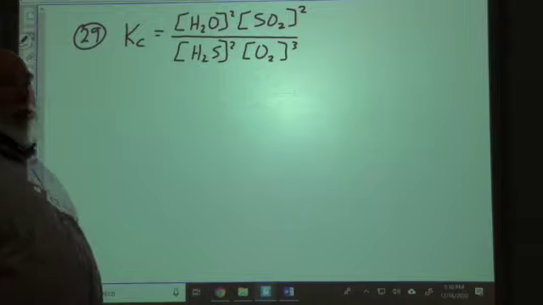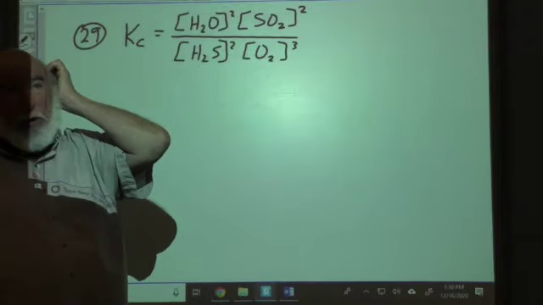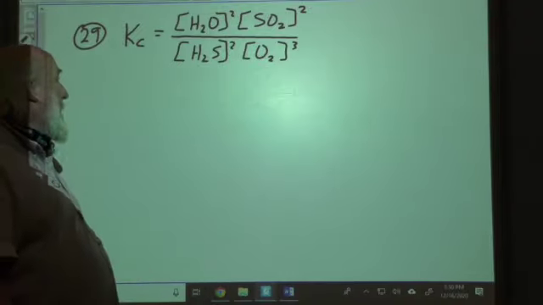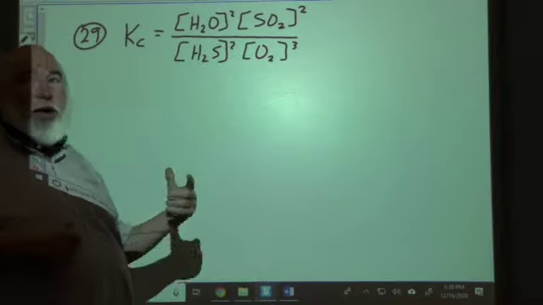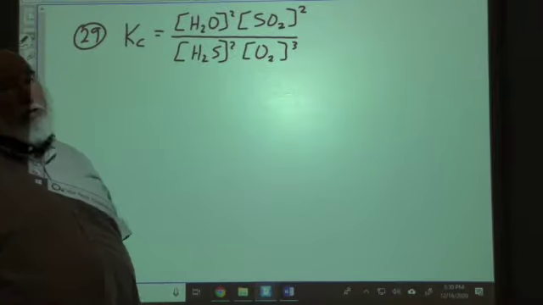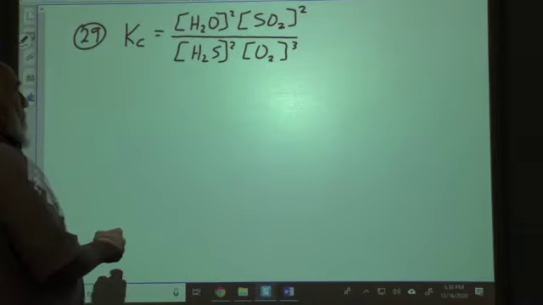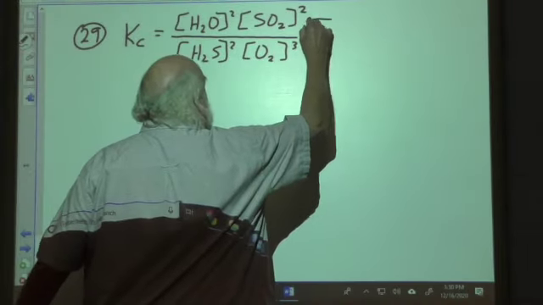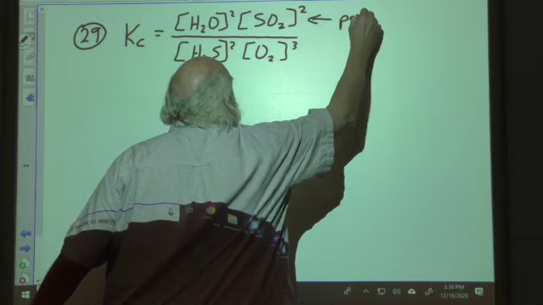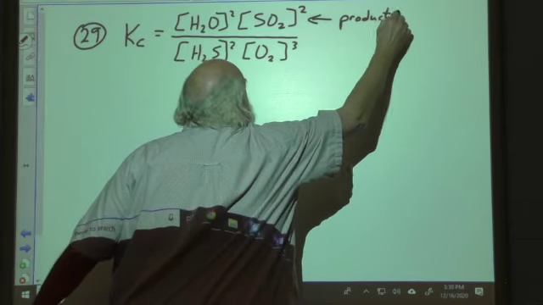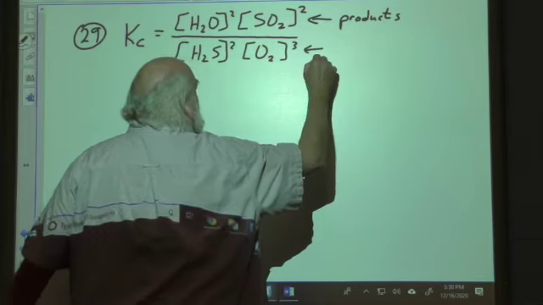Now, we're going to go the other direction for problem number 29. Problem number 29, they're going to ask us to come up with a chemical equation based upon the KC expression. This side is ridiculously easy. Okay? Now we know that these are the products. These are the reactants.